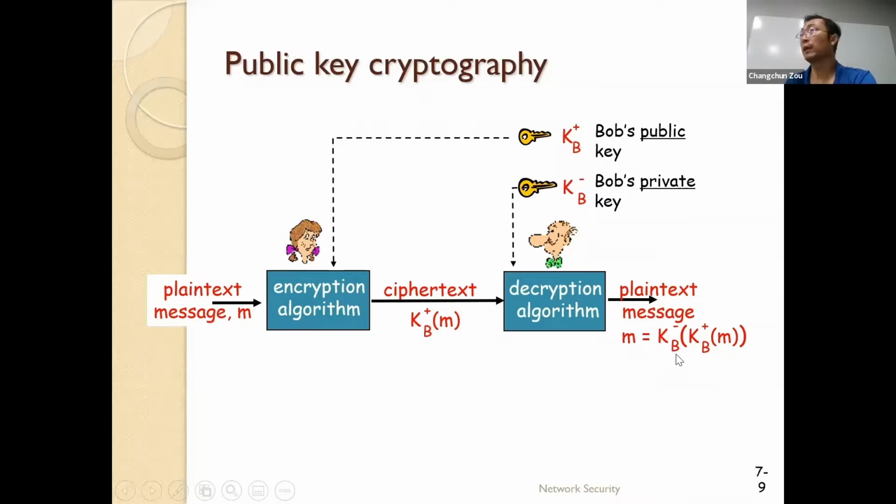Because only Bob knows this KB minus, only Bob can decrypt this ciphertext. Attacker only knows the KB plus, because KB plus is the public key. It is broadcast to everyone. So attacker knows KB plus, but attacker cannot decipher the ciphertext because only the KB minus can do the decipher. In this James Kurose book, it uses KB plus and KB minus to represent the public key and private key for node B. So that's the notation for this textbook. For other books, they may use a different notation.